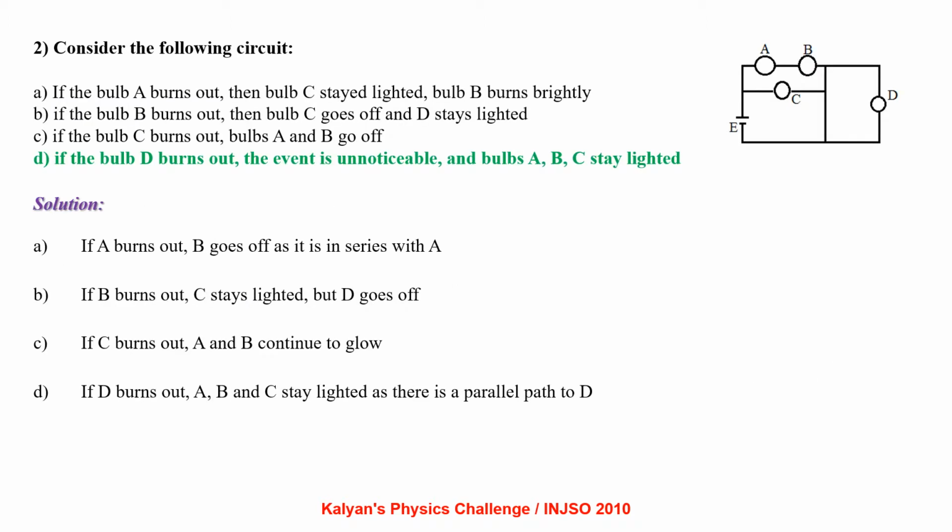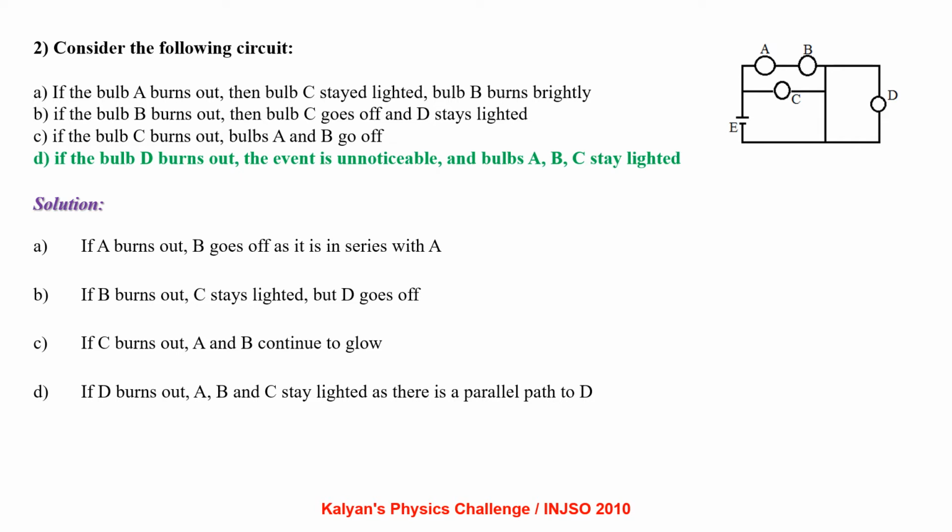Consider the following circuit. If the bulb A burns out, then bulb C stays lighted, bulb B burns brightly. If bulb B burns out, then bulb C goes off and D stays lighted. If the bulb C burns out, bulbs A and B go off. If the bulb D burns out, the event is unnoticeable and bulbs A, B, C stay lighted.